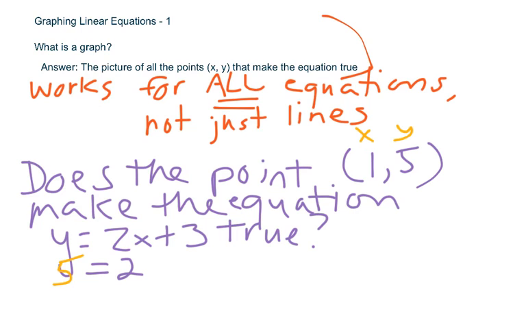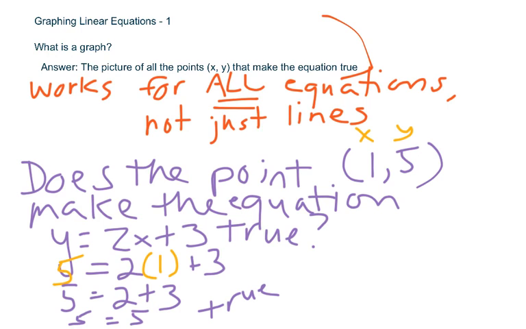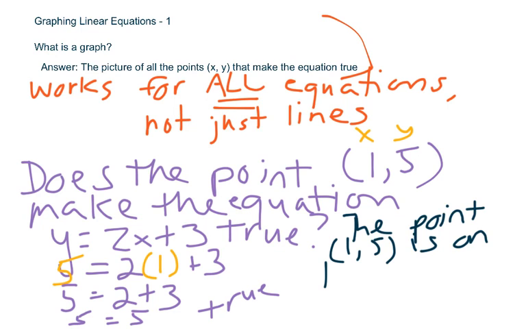For the x, I am plugging in a 1. Then we have 5 = 2 + 3, or 5 = 5, and that is what is known as a true statement. So we want to interpret this. So yes, the answer to the question is yes. What does that actually mean, though? What it means is that the point (1, 5) is on the graph of y = 2x + 3.